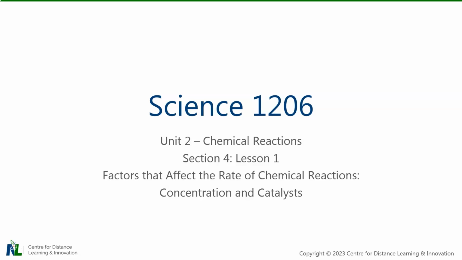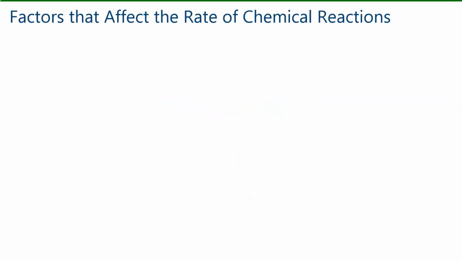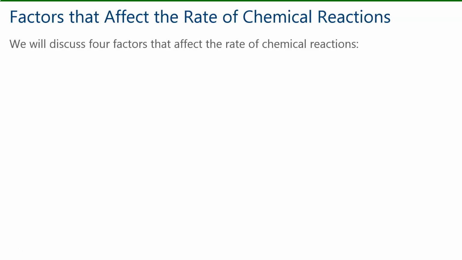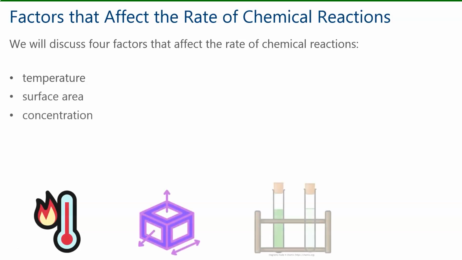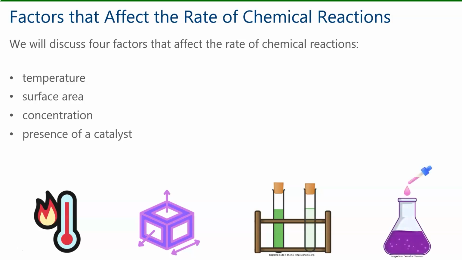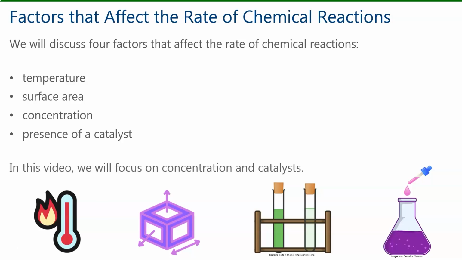I'm Miss Ledwell, and in this video, we'll talk about some of the factors that affect the rate of chemical reactions. Specifically, we'll address concentration and catalysts. So let's get started. What are the factors that affect the rate of chemical reactions? We'll discuss four. They are temperature, surface area, concentration, and the presence of a catalyst. In our last video, we focused on temperature and surface area. In this video, we will focus on concentration and catalysts.